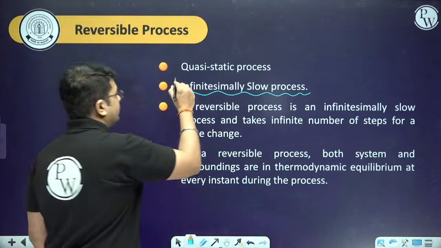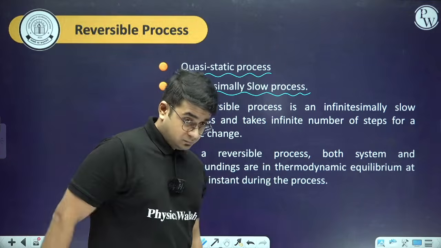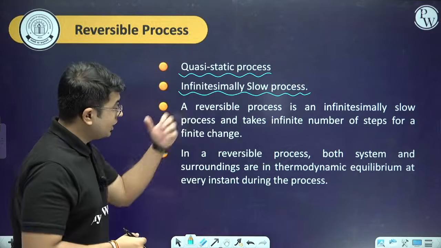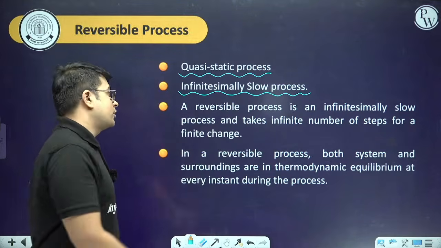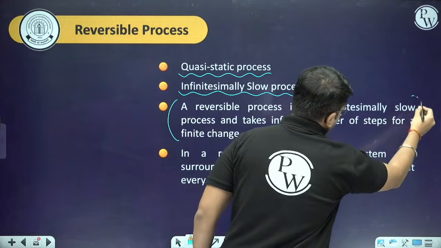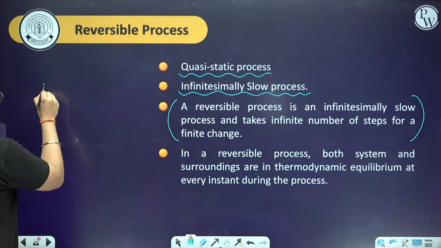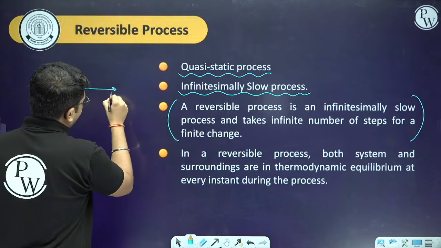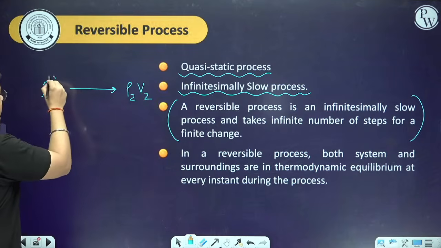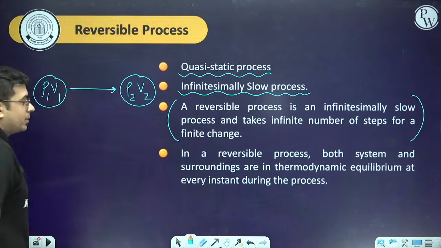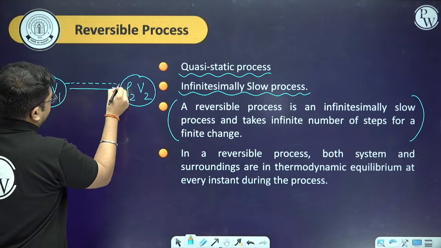That's why it is somehow related to a quasi-static process, because it's a very small change occurring in an infinite number of steps. A reversible process is an infinitesimally slow process and takes an infinite number of steps for a finite change. Let's say you are changing pressure and volume from one state to the next. I have P1, V1, and I want to convert it into P2 and V2. This entire change is a finite change, but it is occurring in an infinite number of steps.